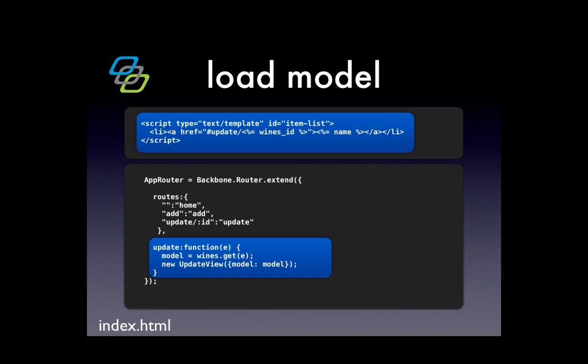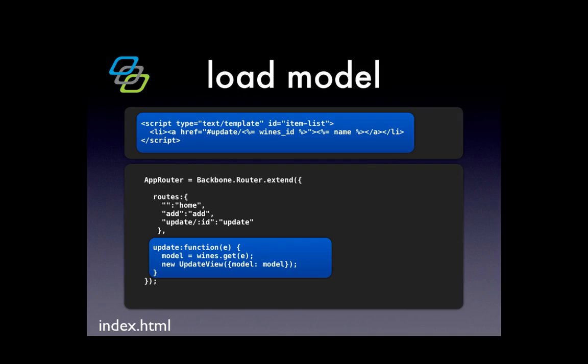When I load my model in my list view, I wanted to change that a little bit. I wanted to add an href around the name of any of my wines, pointing to an update route, and pass in that new wine's ID that gets created when a new object's created on Stackmob.